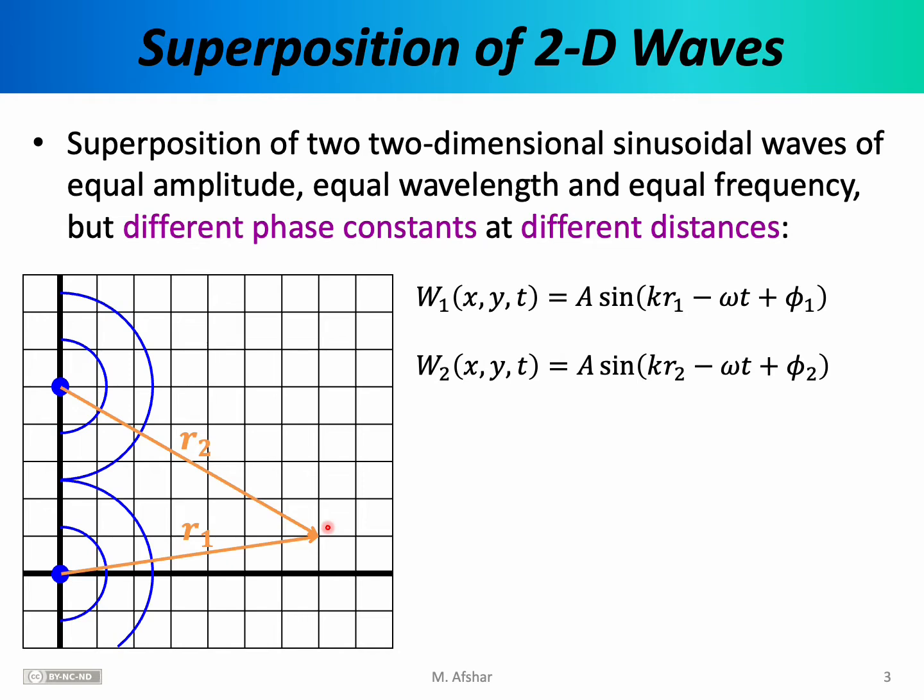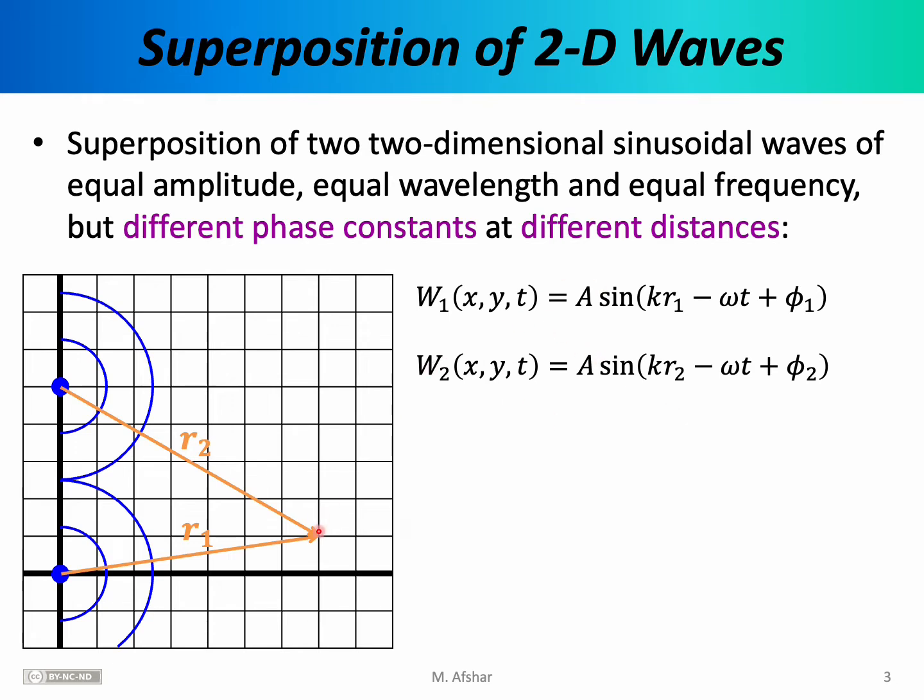Mathematically, we're going to describe the two waves by W1 and W2. W1 and W2 are both simple sinusoidal functions in two dimensions. Notice that the two waves have the same amplitude, they have the same wave number and therefore the same wavelength, they have the same angular frequency and therefore the same frequency, but they have different phase constants and they are at different distances to the point of interest.